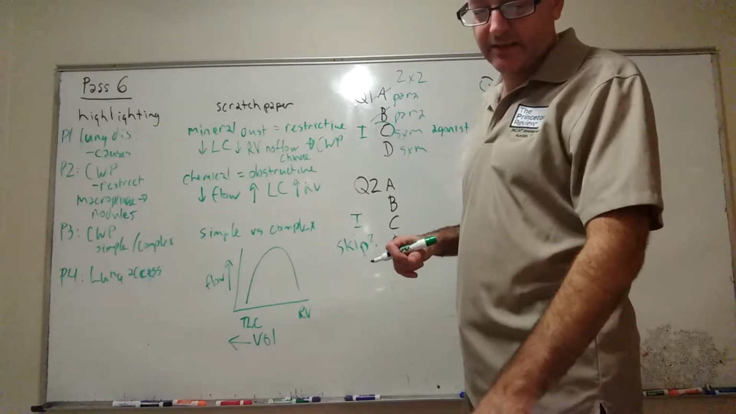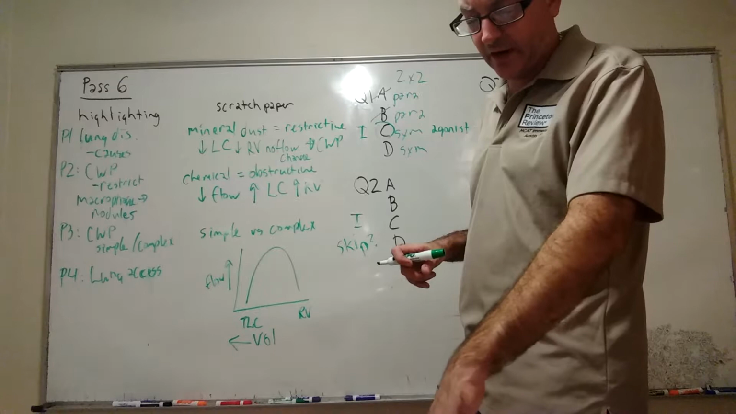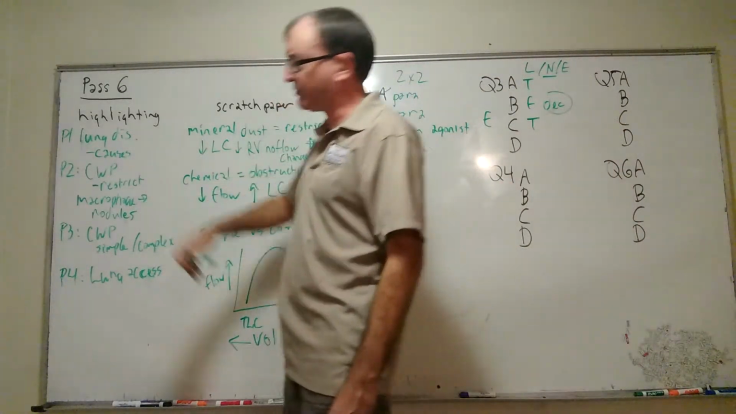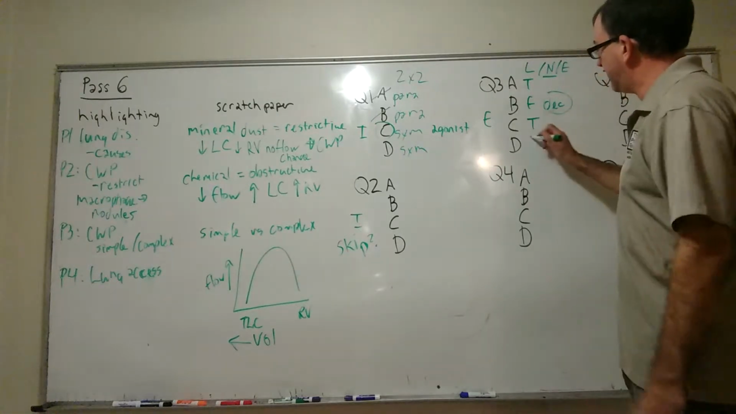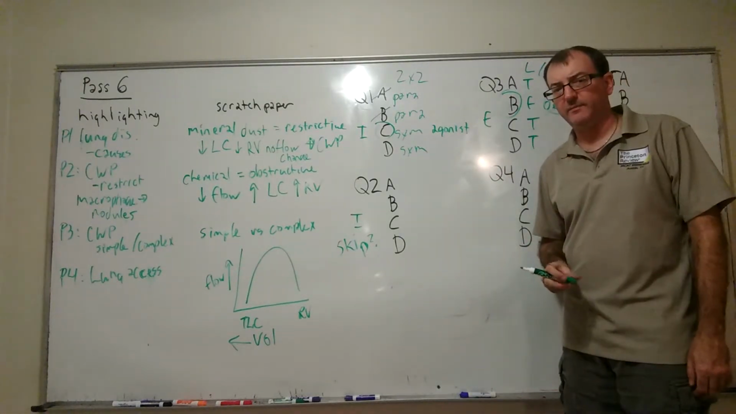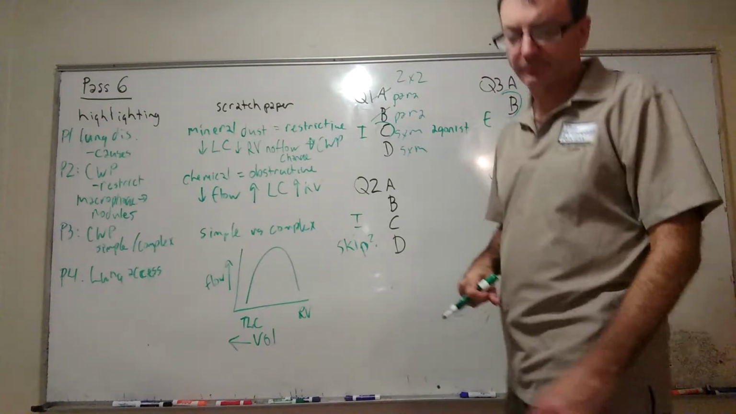And finally, D, granular blackened areas in the lung. Yeah, remember we talked about the macrophages and the nodules because of that? Yeah, that's going to be there, so that's true, leaving us with B as the correct answer. Questions on 3. All right, number 4.